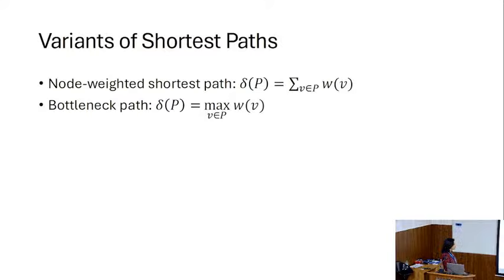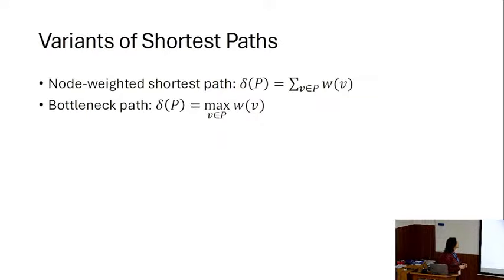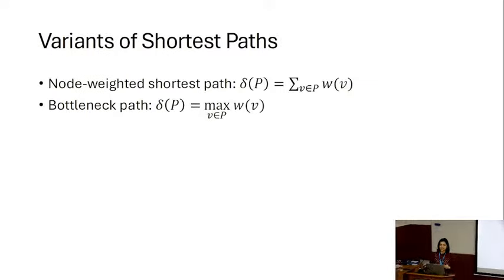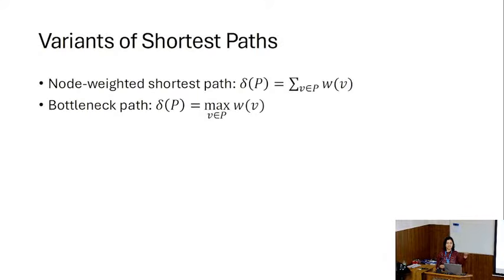In this work, we also looked at some variants of shortest path. One of them is node-weighted shortest path. In the node-weighted shortest path, you have weights on the nodes, and among all the paths, you are trying to find the one where the total weight on the nodes is minimum.